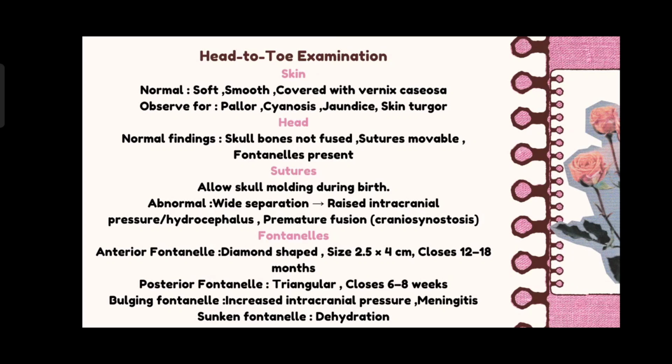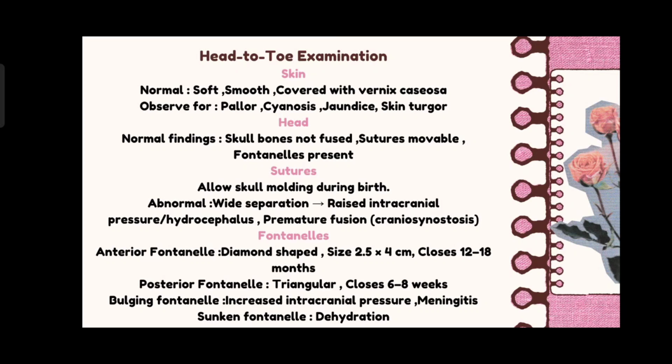Then coming to the head, for a normal baby, the skull bones are not fused, and also the sutures are movable, and the fontanelles are present. And for the sutures, they allow the skull to mold during the birth time. And if wide separation is present, it means there is increased intracranial pressure or hydrocephalus is present. And if premature fusion happens to the sutures, there is the chance of occurrence of craniosynostosis.